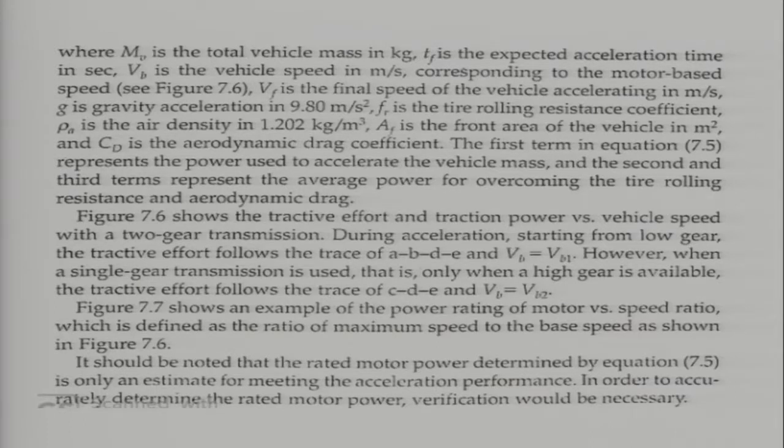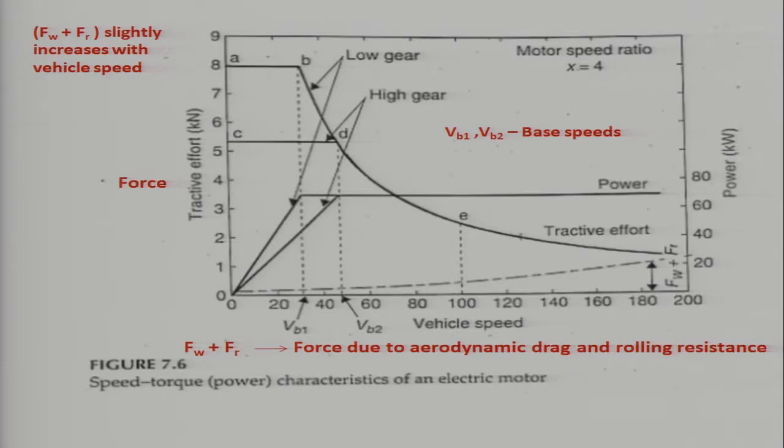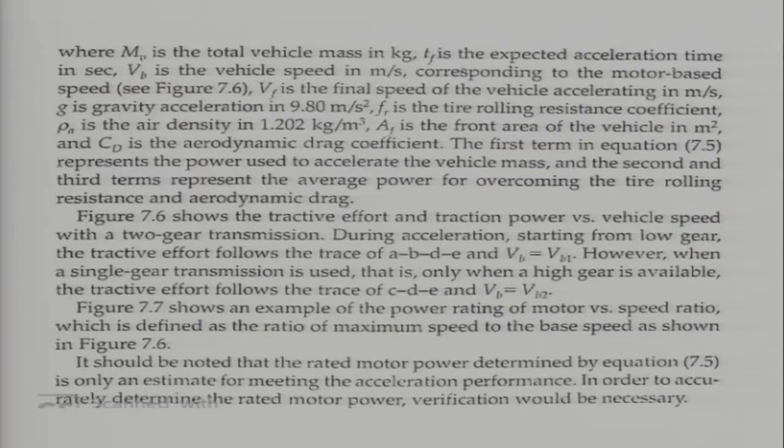Speed ratio is defined as the ratio of maximum speed to the base speed. Here the speed ratio is taken as 4, which is equal to maximum speed divided by base speed. It should be noted that the rated motor power determined by equation 7.5 is only an estimate for meeting the acceleration performance. So if you want an accurate determination of motor power, verification is required.